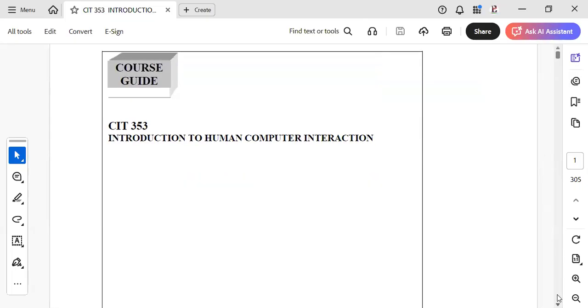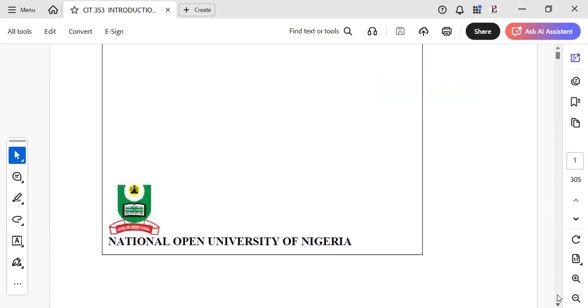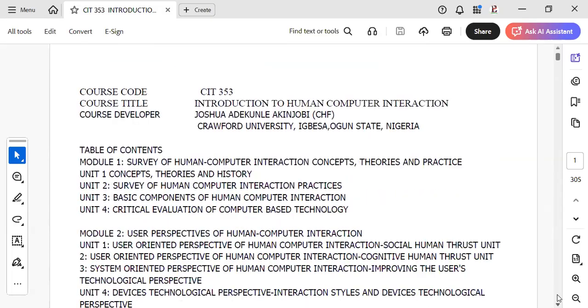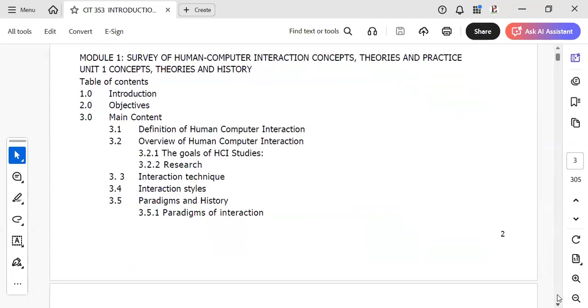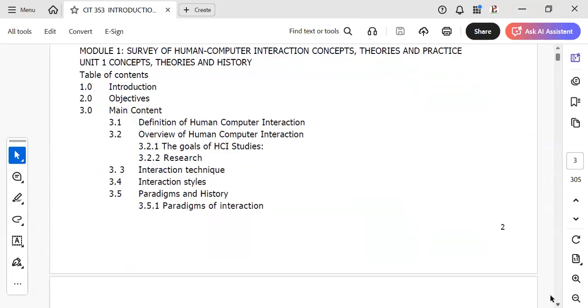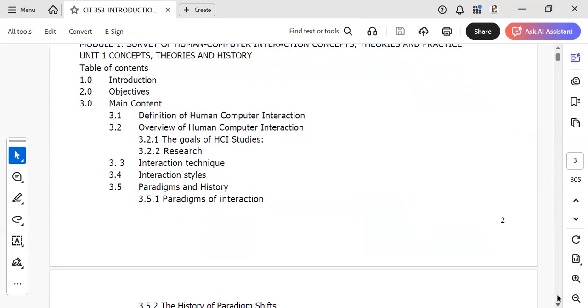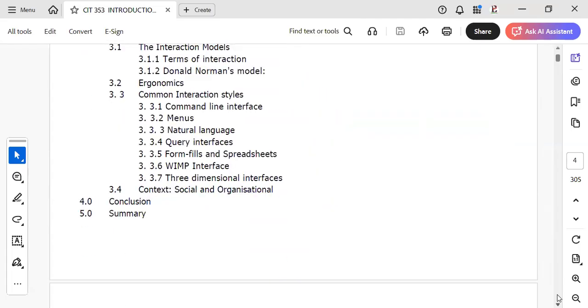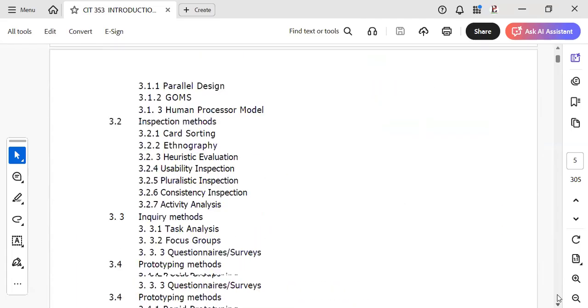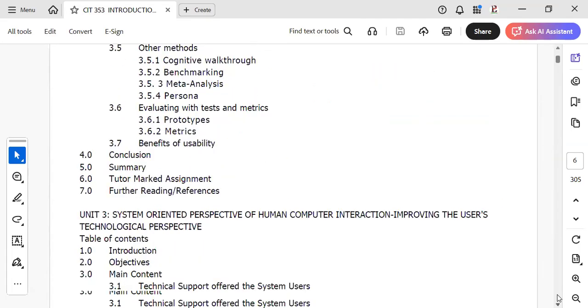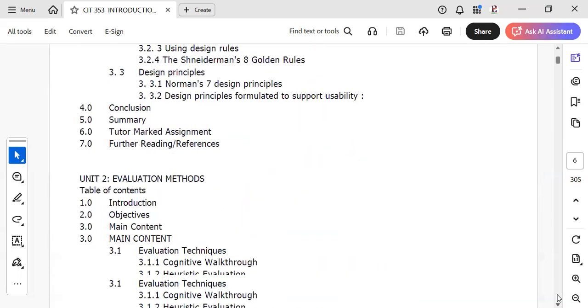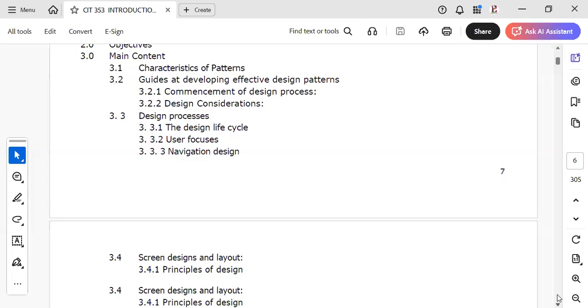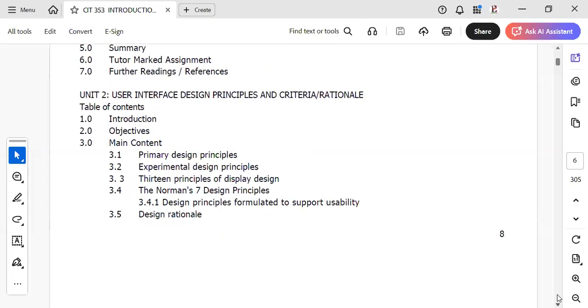CIT353, Introduction to Human-Computer Interaction. I want to believe that we've done something on this course before. Yes, we've done something, I remember. The HCI, we talk about some things under it, where we mentioned group of 5 and something like that. Let's see where we stop so we can start from that same place.